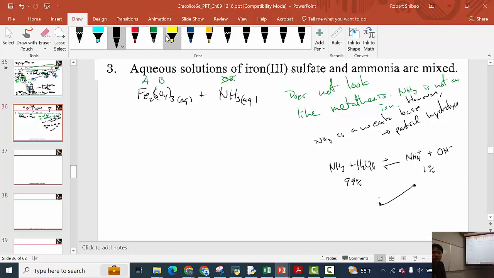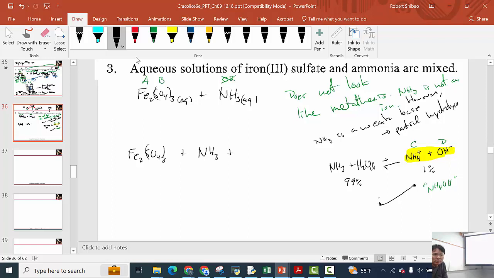And so we're going to treat this as my CD. We're going to form a little bit of ions. That's my AB over here, this is going to be my C, and this is going to be my D. My CD I'm going to call ammonium hydroxide. And over here, I'm going to rewrite this. I'm going to say that I have iron 3 sulfate plus ammonia plus water.